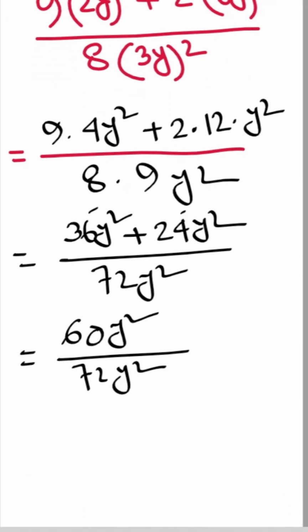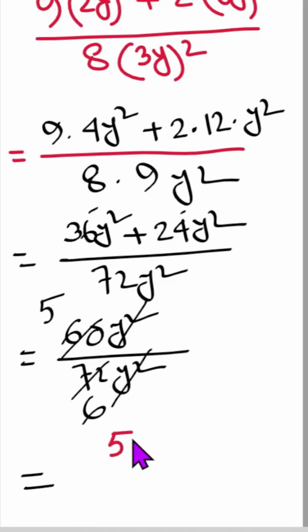Now we can divide this one, y square and y square we can cancel out, then we can divide this by 12, it means 60 by 12 is 5 and 72 by 12 is 6. So our answer is what? 5 by 6. Very simple. Thank you.